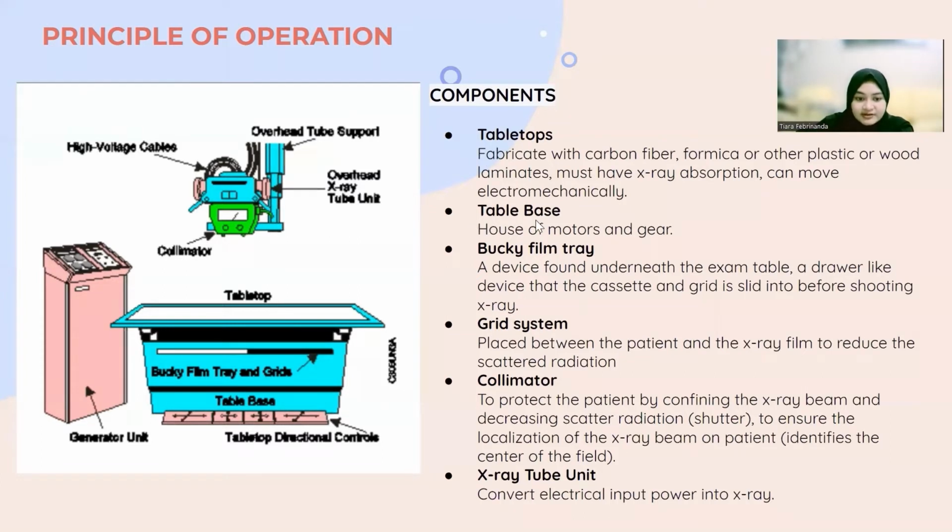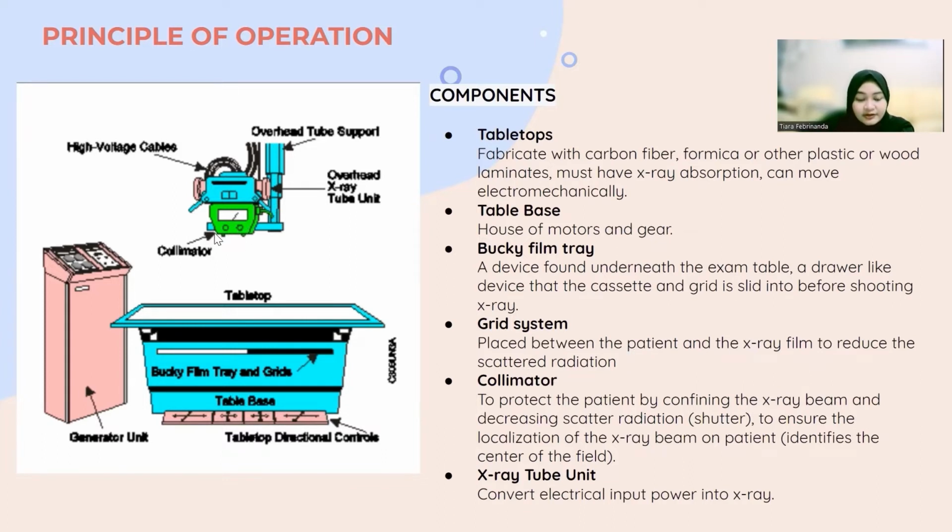And then the table base. Here is the table base. Table base is the house of motors and gear, and Bucky film tray and grids. Bucky film tray is a device found underneath the exam table. A drawer-like device that the cassette and grid is slid into before shooting X-ray. And the grid system is placed between the patient and the X-ray film to reduce the scattered radiation.